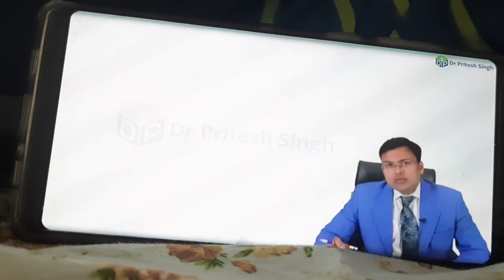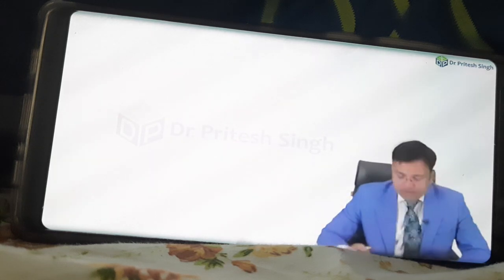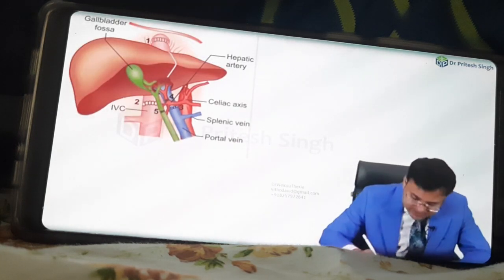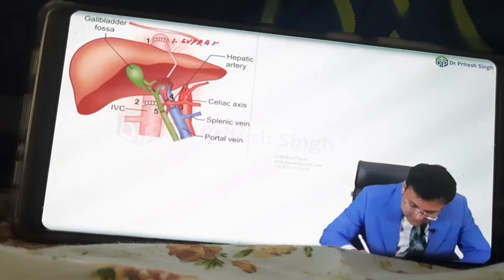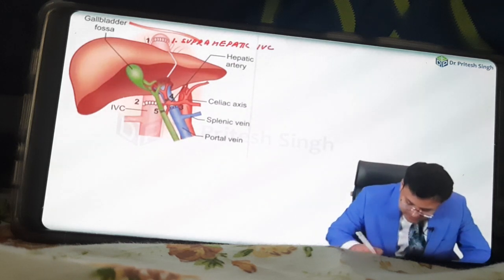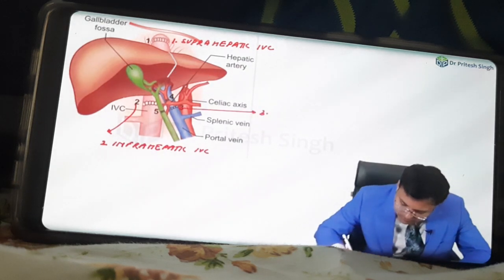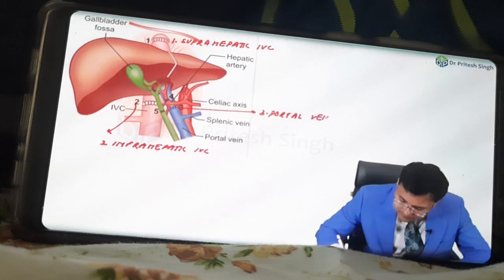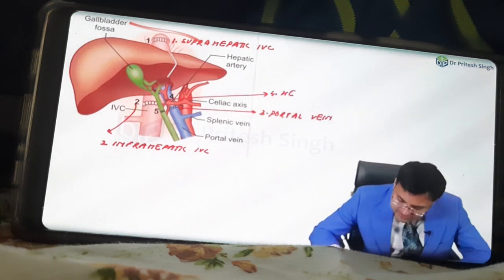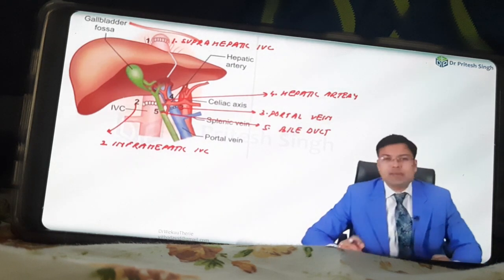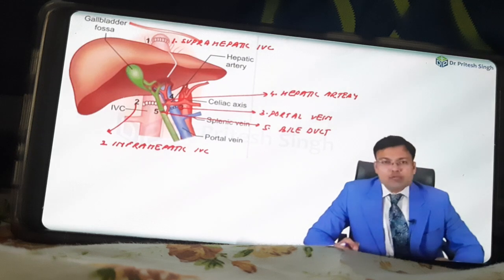Here was one question related to the sequence of anastomosis in liver transplantation. First is suprahepatic IVC. Second is infrahepatic IVC. Third is portal vein. Fourth is hepatic artery. And fifth is bile duct. So this is the sequence of anastomosis.